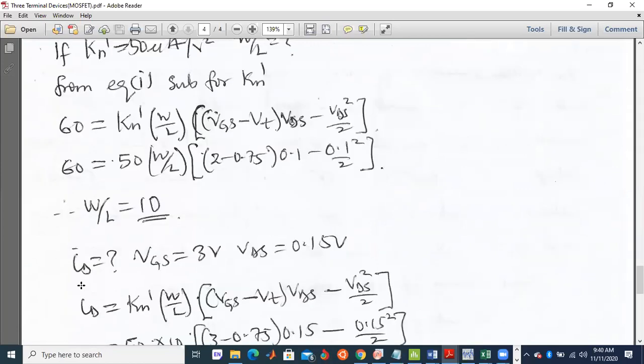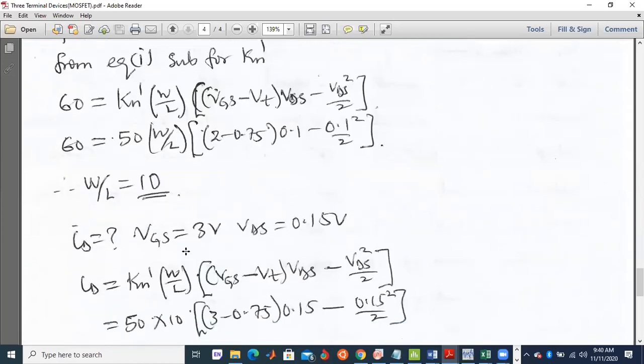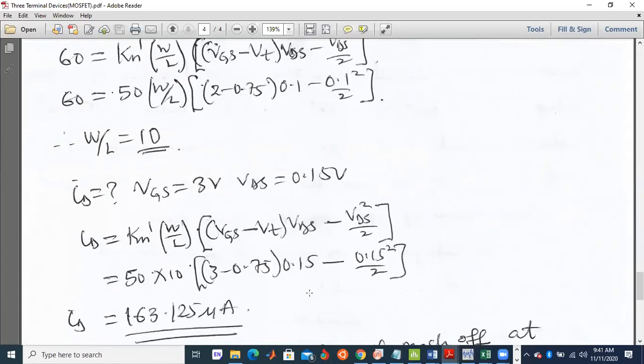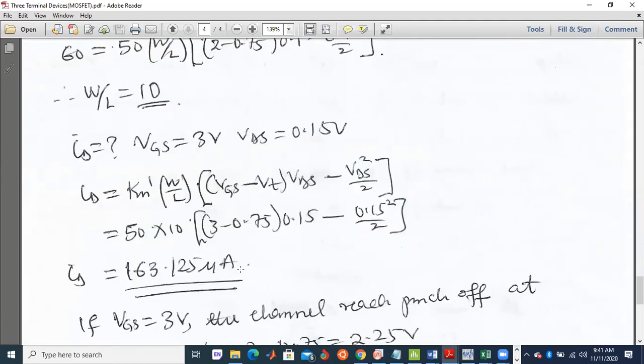And another question is, what is the value of ID when VGS is equal to 3 volts and VDS is equal to 0.1 volt? All you need to do is just to substitute for all this one. You know your VT to be 0.75. VGS is given to be 3 and VDS is equal to 0.15. So you can find your ID.